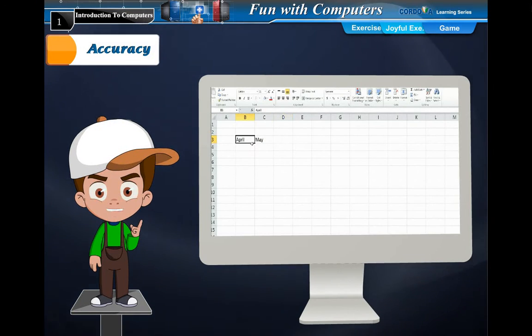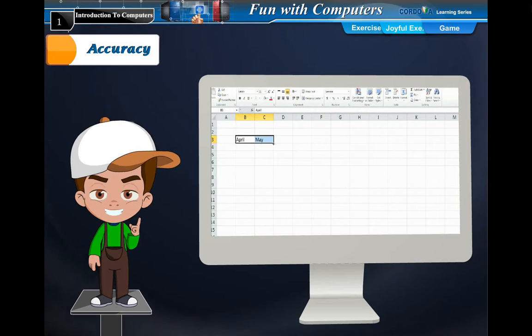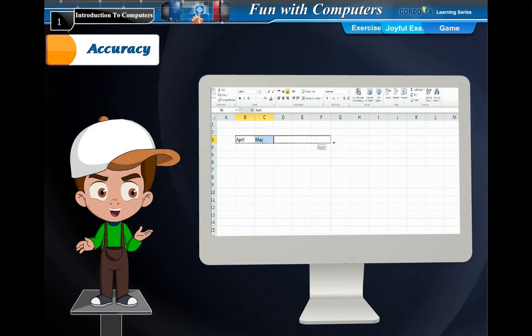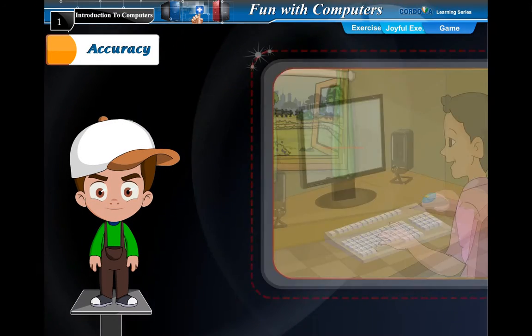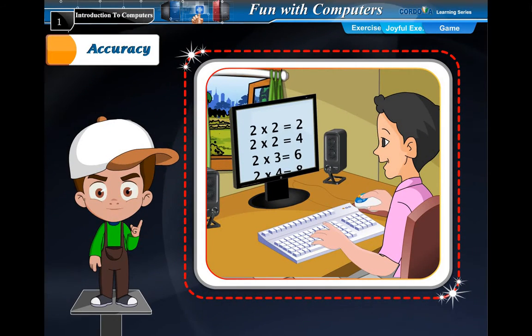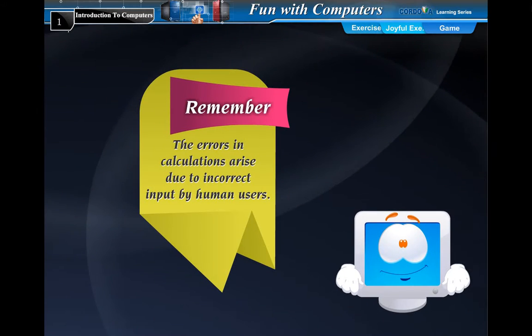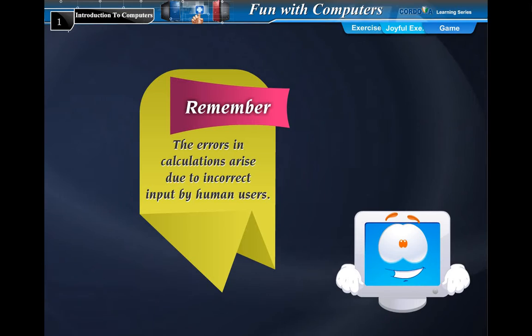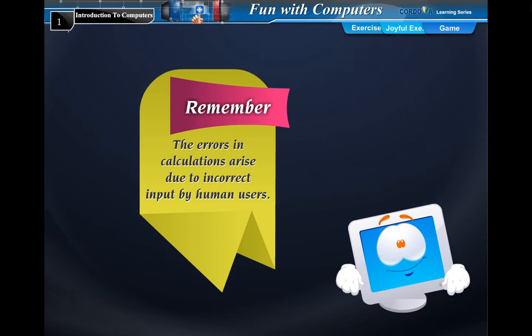Accuracy. A computer is a very accurate machine. It never commits a mistake while calculating. When the input data and the set of instructions are correct, the result produced is accurate. Remember, the errors in calculations arise due to incorrect input by human users.